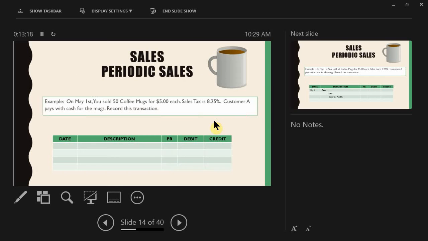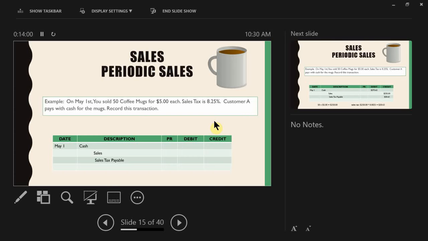So let's talk about sales returns and allowances and periodic sales. So let's go ahead and take another example where we just record the sale. Okay? So in this case, on May 1st, okay, you sold 50 coffee mugs for $5 each, okay? And of course, sales tax is 8.25%. And of course, customer A decides to buy the mugs with cash, okay? So let's record this transaction. So here's a few things that we need to recognize. We recognize that we received cash, we had a sale, and we're charging sales tax, okay?